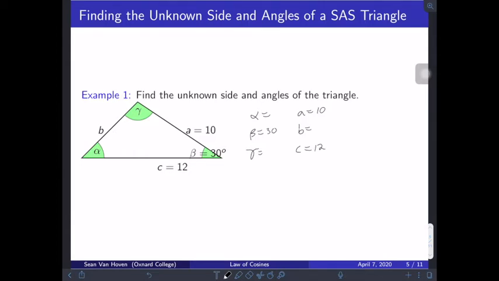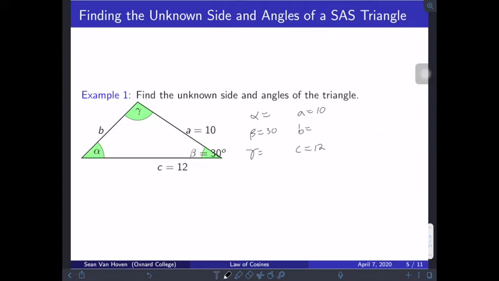So this is a good reason to use the law of cosines. We do not have one entire row here, here, or here completely filled out. So let's move on to our law of cosines.